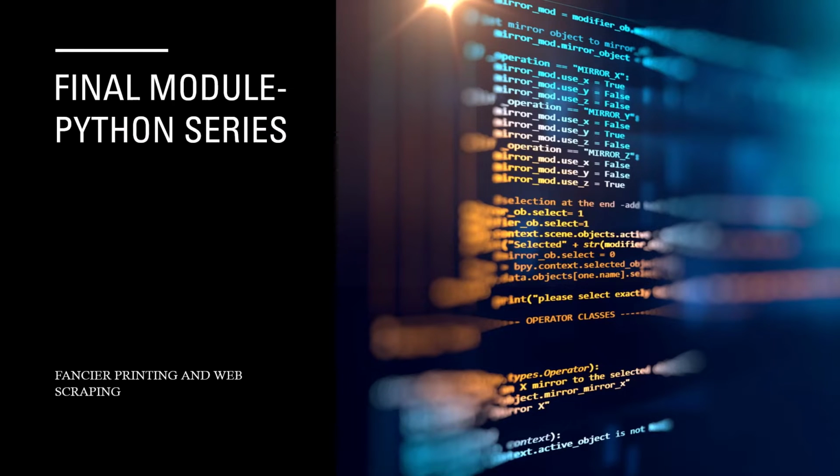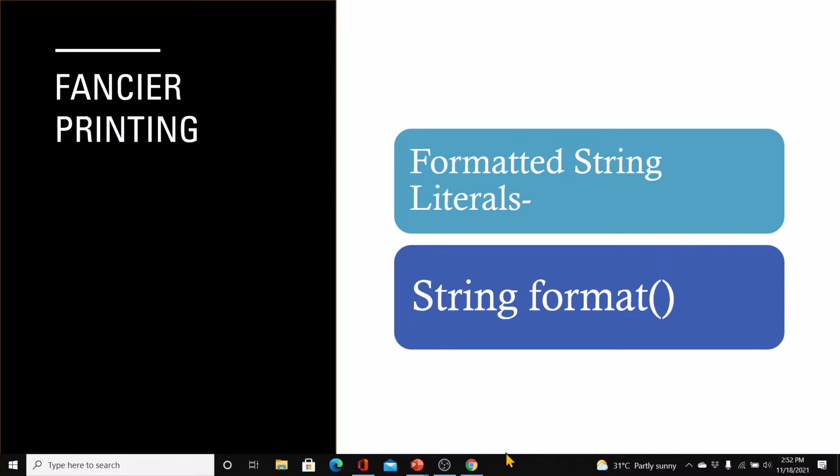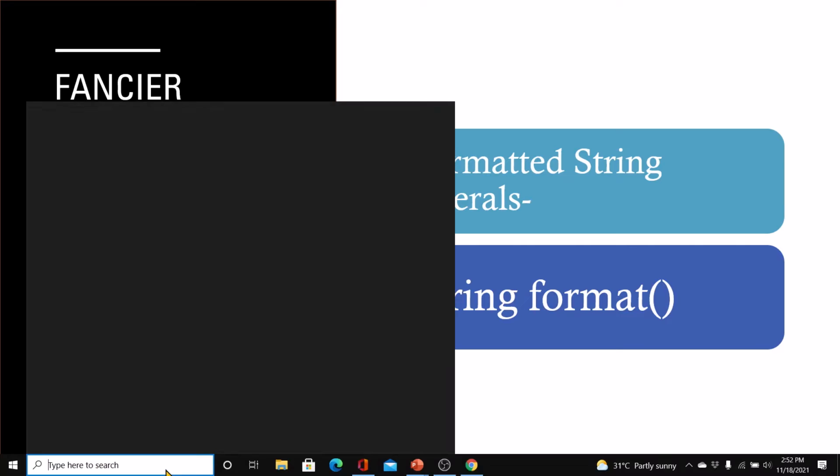In today's session, we're going to be focusing on fancier printing and web scraping. When we talk about fancier printing, we're talking about having more control over the printing, which will therefore give us more control over the outputs. And we're going to talk about formatted string literals in terms of fancier printing. They are also called F strings for short. And then we have the string format method. So I'm going to go straight to the shell now.